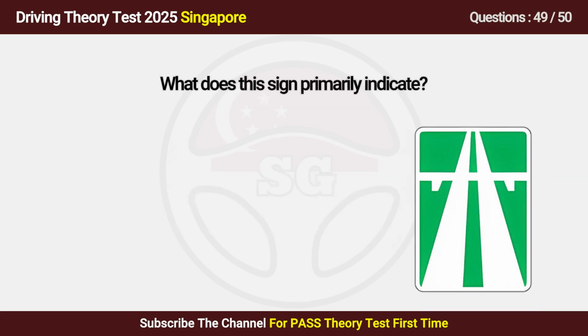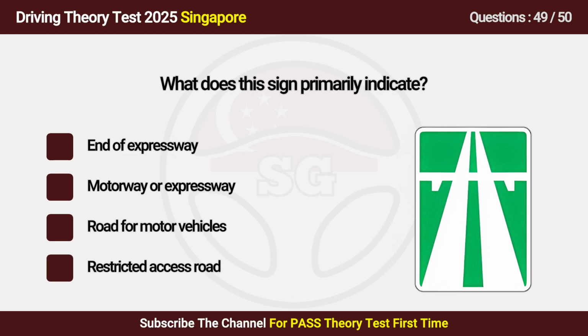Question 49. What does this sign primarily indicate? A. End of expressway. B. Motorway or expressway. C. Road for motor vehicles. D. Restricted access road.